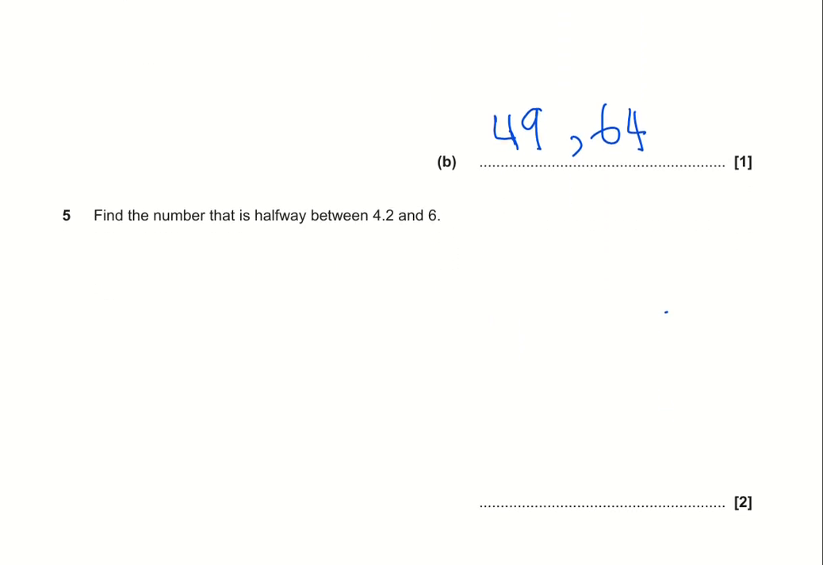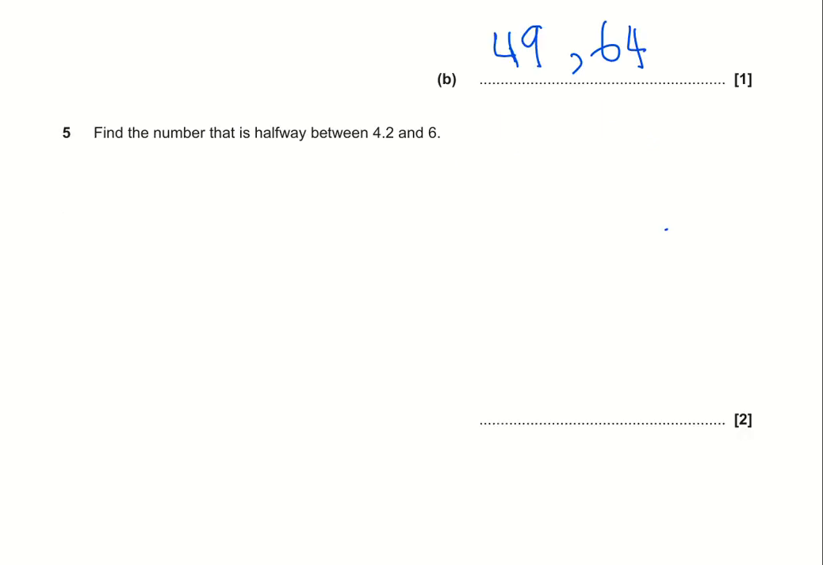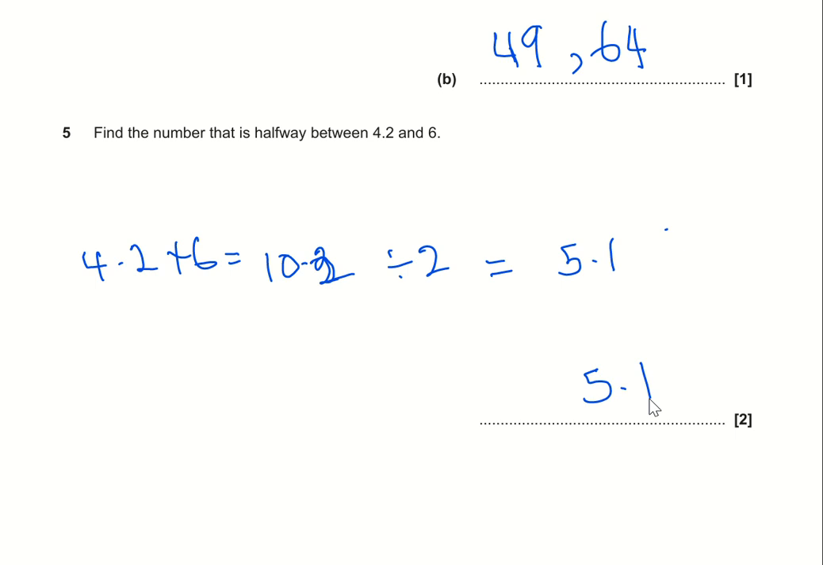Okay, let's move to the next question. Find the number that is halfway between 4.2 and 6. We have different methods to find this out. I'm going to show you one method which is easy. I'm going to add 4.2 and 6 together, then you will get 10.2. Then you are going to divide this by 2. Then you will end up with the answer 5.1. So the answer is 5.1. Okay, so we will move to question number 6.